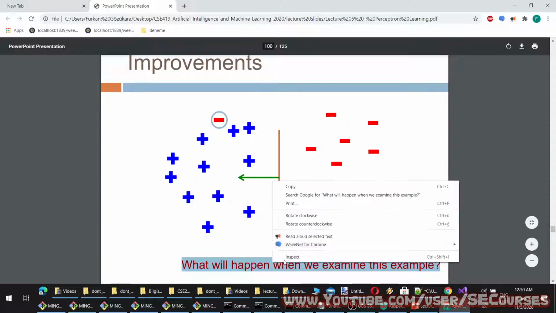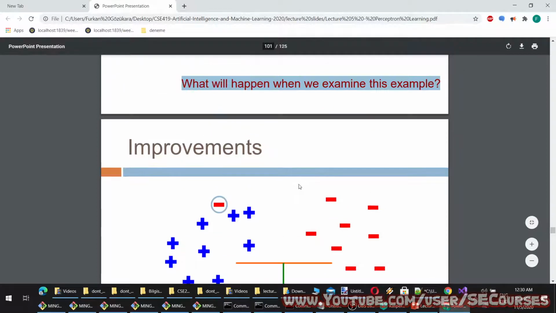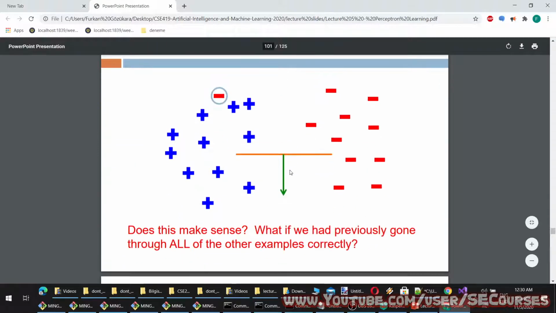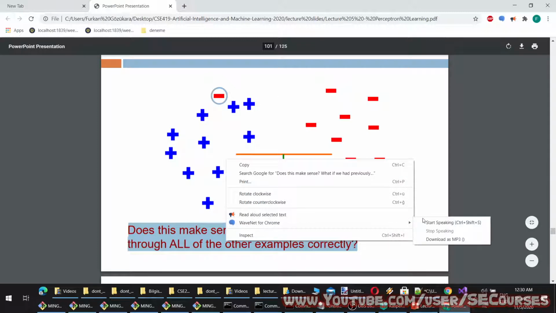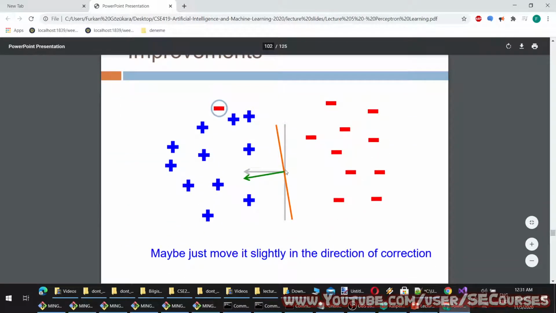And what will happen when we examine this example? This one is impossible to separate. Therefore, we have to stop the algorithm after a certain number of iterations. Does this make sense? What if we had previously gone through all of the other examples correctly? Maybe just move it slightly in the direction of correction.